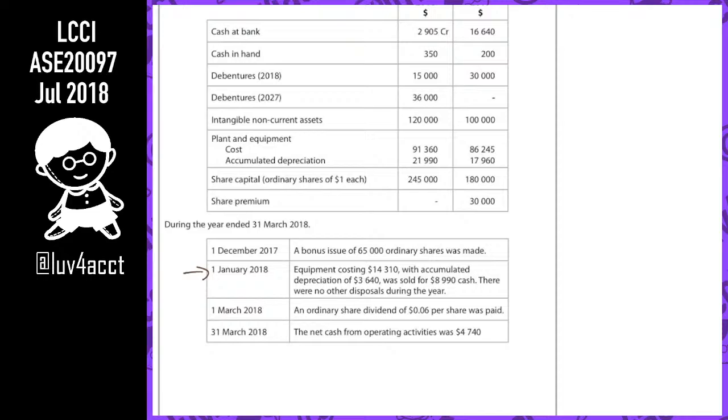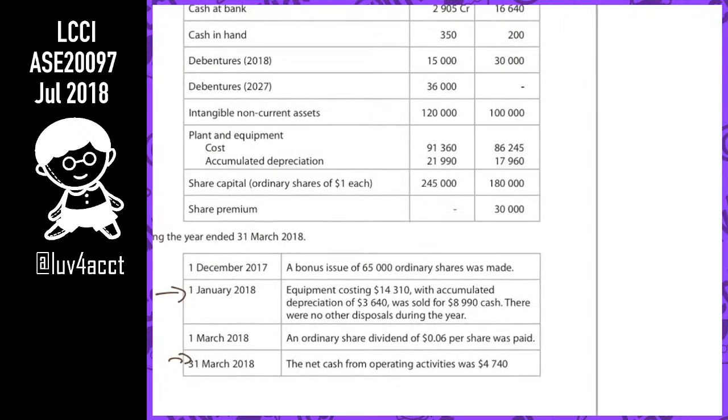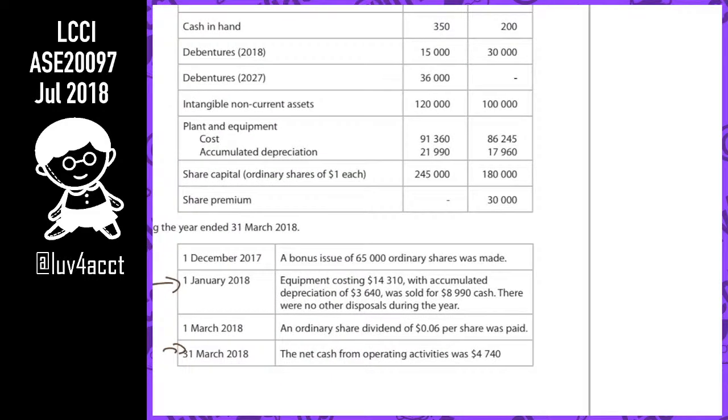So we do not have to calculate the disposal gain or loss because we are given directly the net cash from operating activities. So these two we would have used for the calculation of depreciation. Depreciation is not needed as well, because we don't need to calculate operating activities. But then we have the cost. 14310 is the disposal amount.